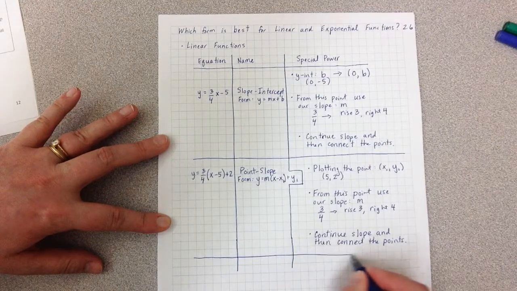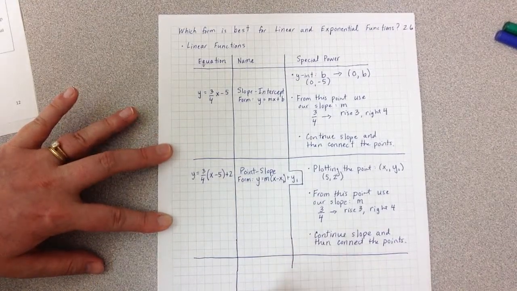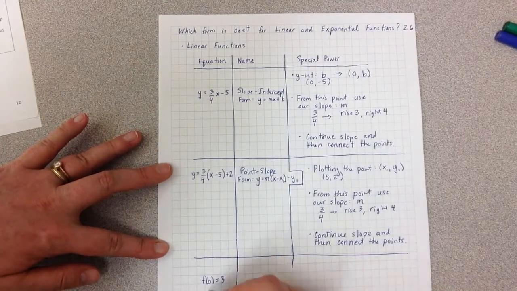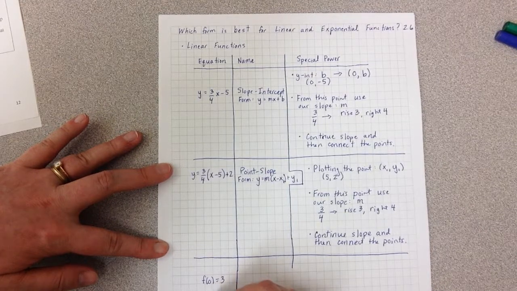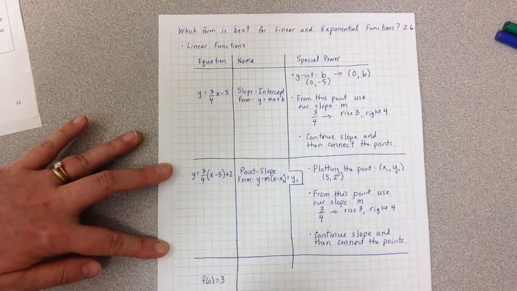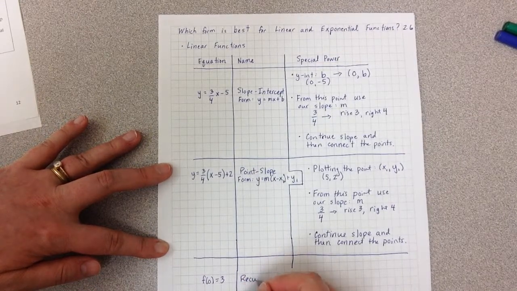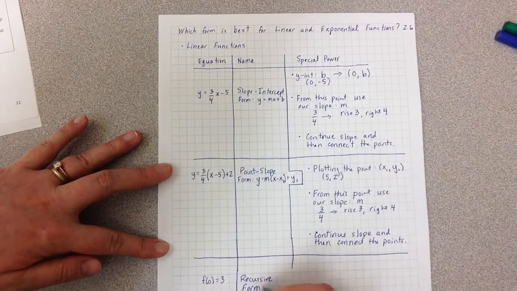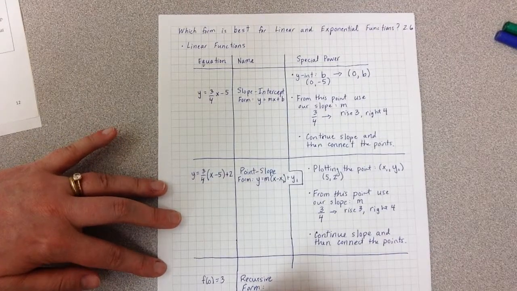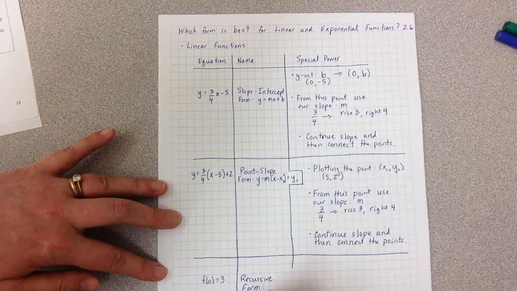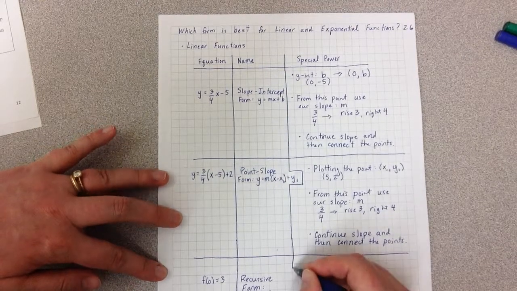Our third form of linear equations that we have seen is the recursive form. So like f(0) equals 3, f(x) equals f(x minus 1) minus 5. And this is the recursive form. In the recursive form, our f(0) equals b, and our f(x) equals f(x minus 1) plus m.